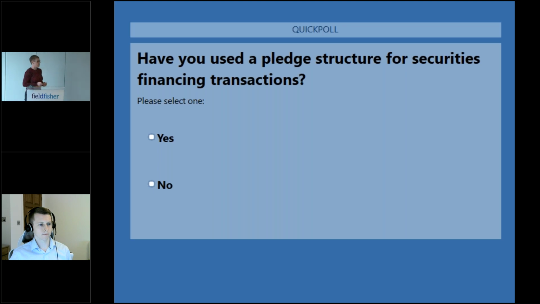Have you already used a pledge structure for securities financing transactions? Yes or no? There should be a button that you can press.